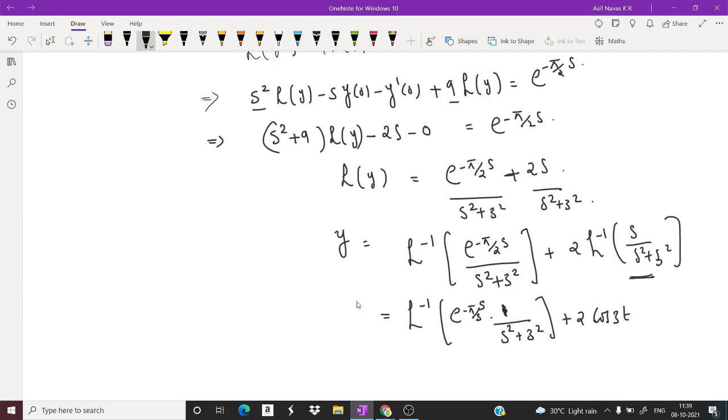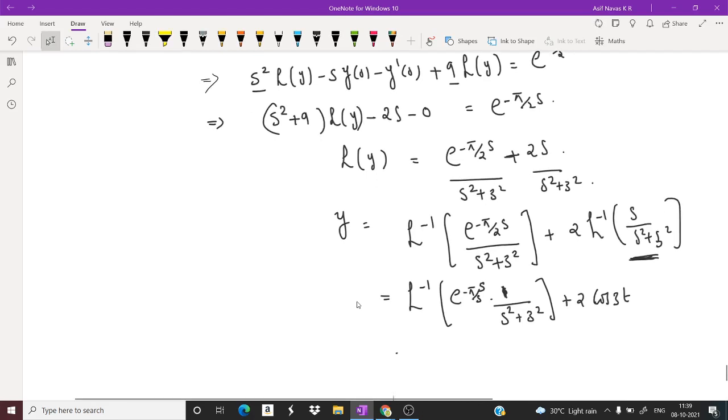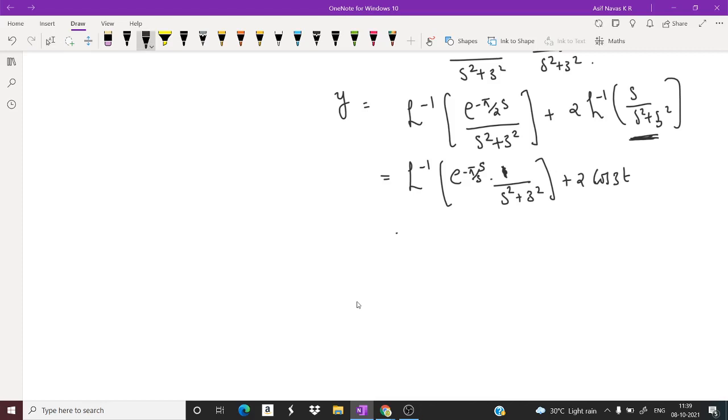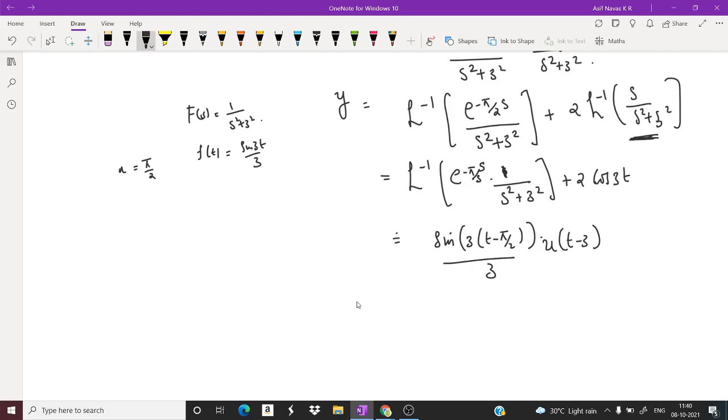Okay, now what is the Laplace transform of this? Here a is pi by 2, right? Yes, sir. Now capital F of s is 1 by s square plus 3 square, whose inverse is sin 3t by 3. So t becomes t minus pi by 2. So the answer is sin of 3 into t minus pi by 2, divided by 3, into u of t minus pi by 2, plus 2 cos 3t. So this is the answer.